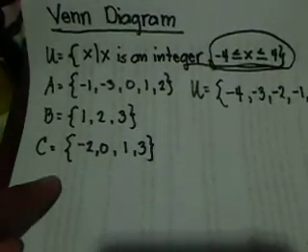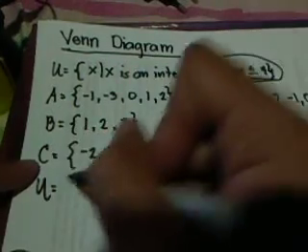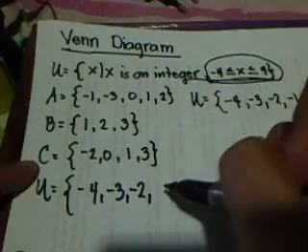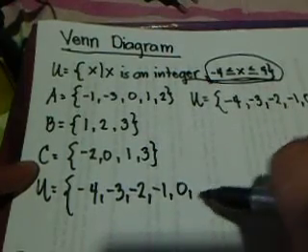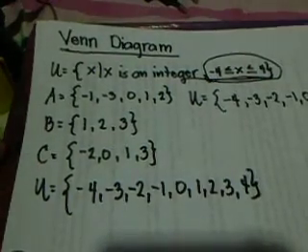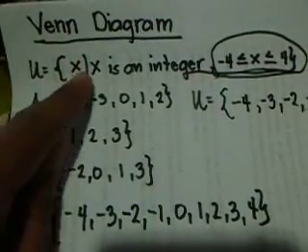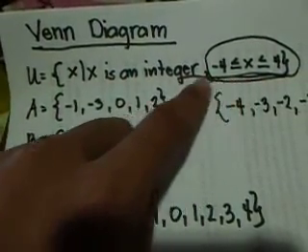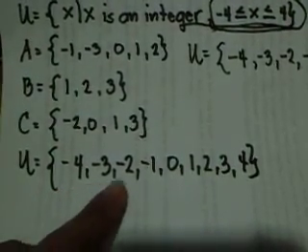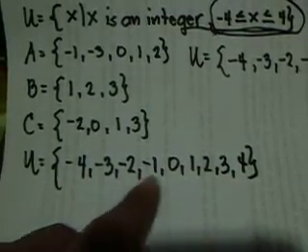I should have written it here, so let me write it again. Those are -4, -3, -2, -1, 0, 1, 2, 3, and 4. From this set builder notation, we list all the elements using the roster method, and those are -4 until 4.